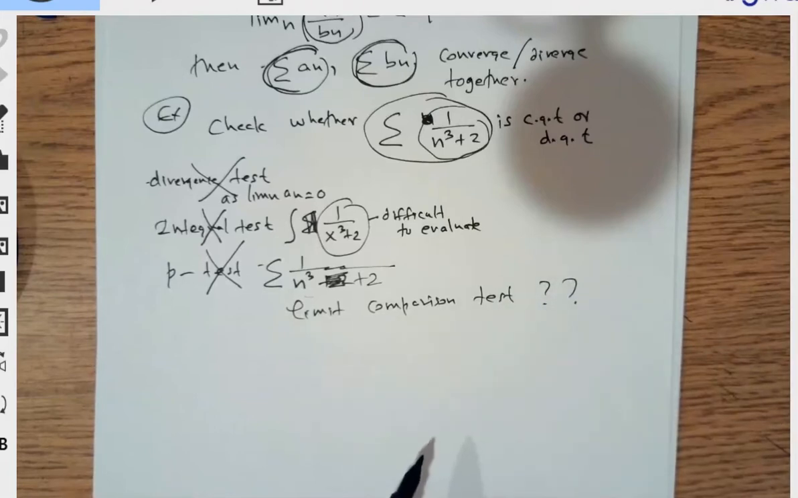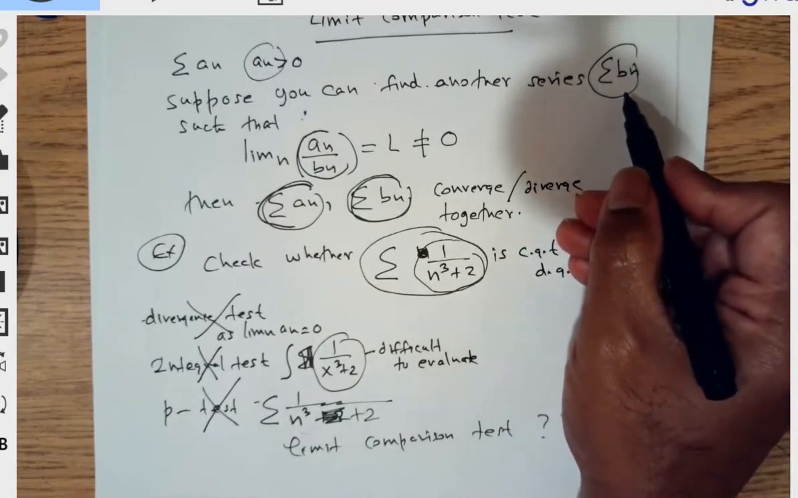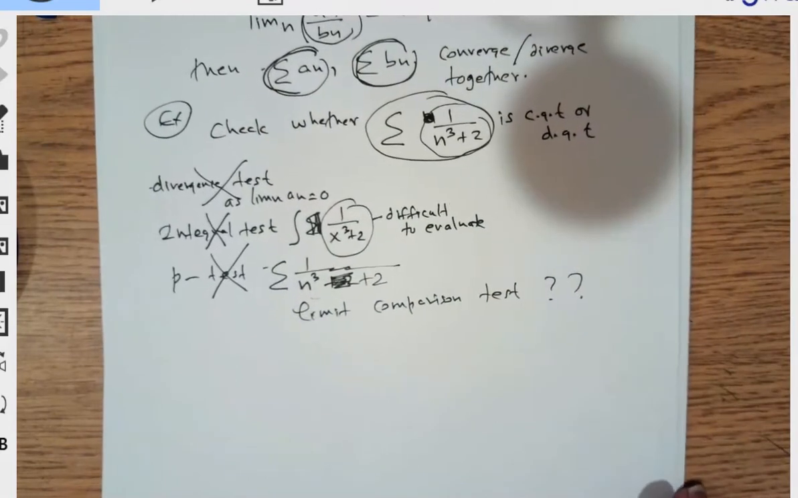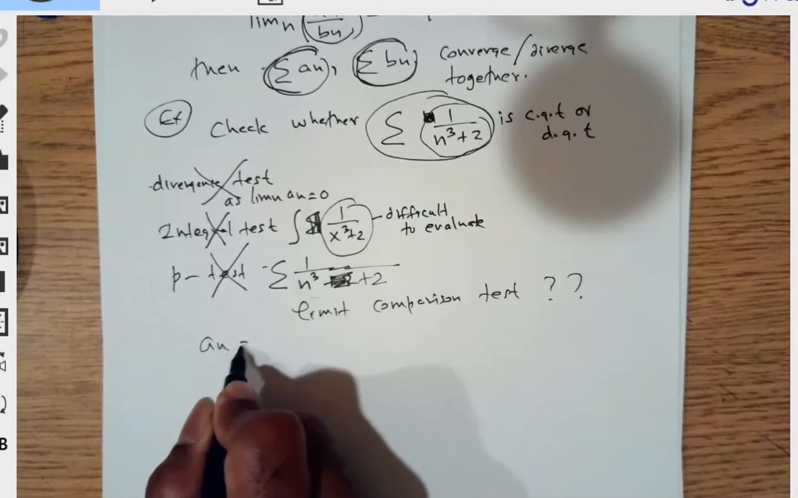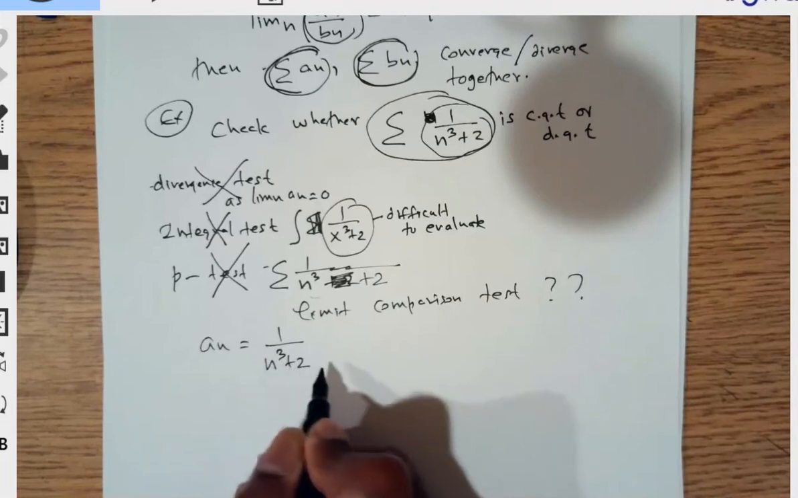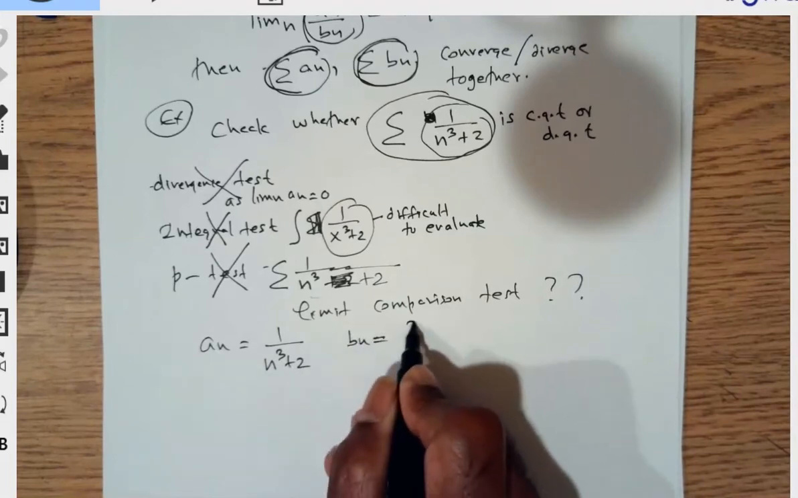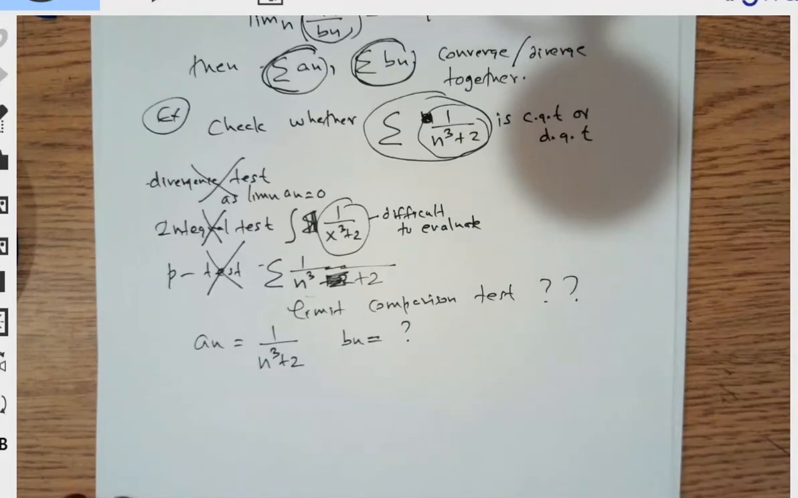It's always good to test all the previous tests and see whether they work. Now, if you are using the limit comparison test, the first thing is to see whether you can find a bn so that the limit of an over bn is equal to L. Let me help you to find that. What is an? An is 1 over n cubed plus 2. So what is bn? That is what we are trying to find now. The partner, the comparison partner, I like to call it.